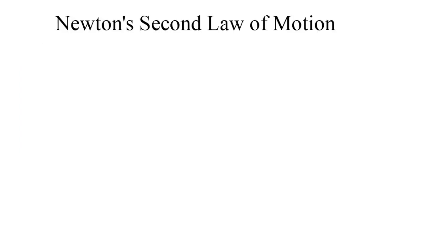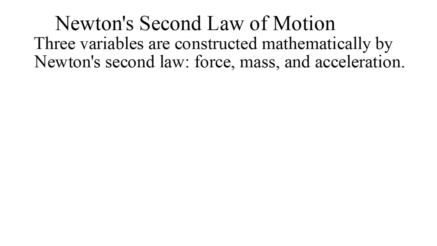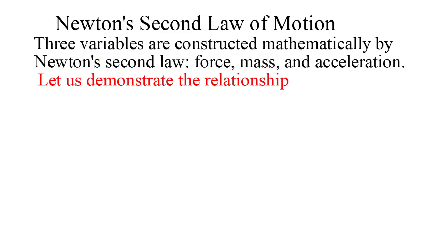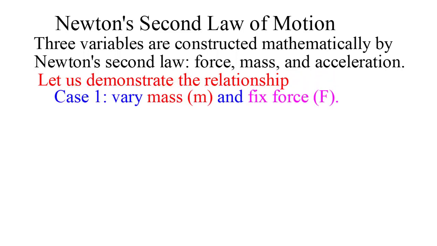Now we move on to Newton's second law of motion. Three variables are connected mathematically by Newton's second law. These are force, mass, and acceleration. As usual, let us demonstrate the relationship before we come to the conclusion and set up a relationship between force, mass, and acceleration. The first case is where we vary the mass and fix the force.